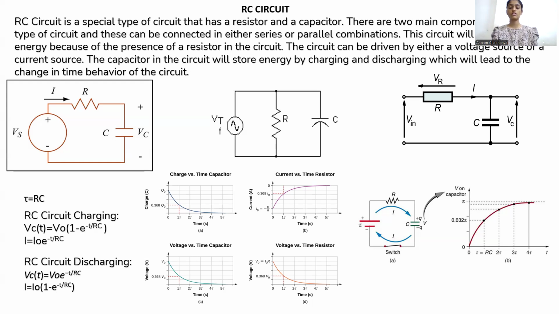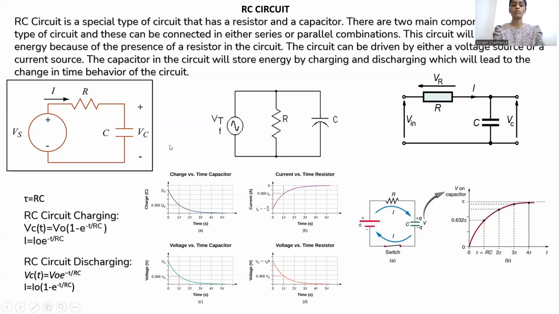We know power is consumed across the resistor, and so the circuit can be driven by either a voltage source or a current source. We can use either of them as the source for the RC circuit. The capacitor in the circuit will store energy by charging and discharging, which will show the change in time behavior of the circuit. So we can observe the changes across the capacitor while charging and discharging of the circuit.